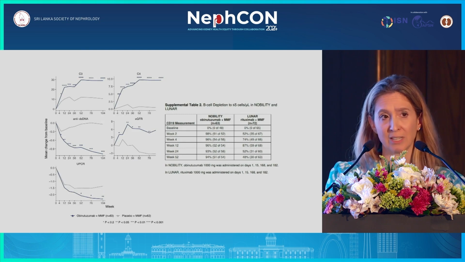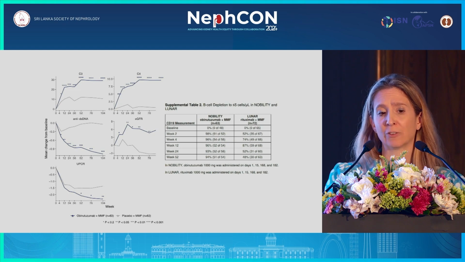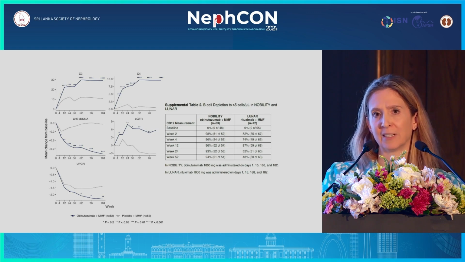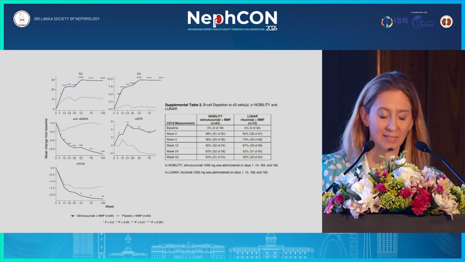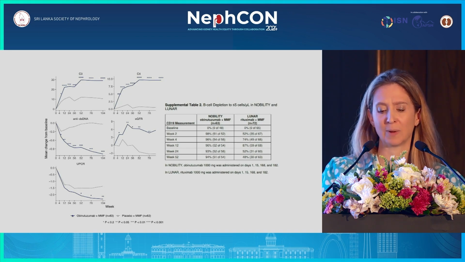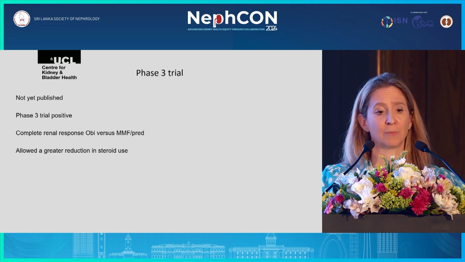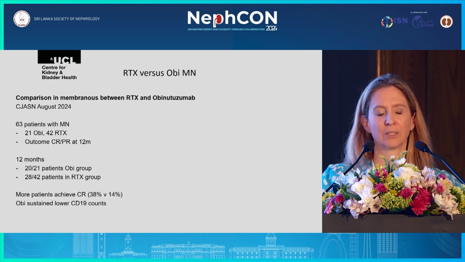So we can see in the obinutuzumab arm, significantly more patients respond, have increased C3, increased C4, lower levels of double-stranded DNA, better preserved kidney function, lower proteinuria. And when you look at the B-cell depletion data and compare NOBILITY versus the LUNAR study, we can see that obinutuzumab results in much more profound and more prolonged B-cell depletion and therefore a better response. The results of the phase 3 trial investigating obinutuzumab in lupus have not yet been published, but there has been a press release to say it's been a positive trial. So await that paper with great interest.